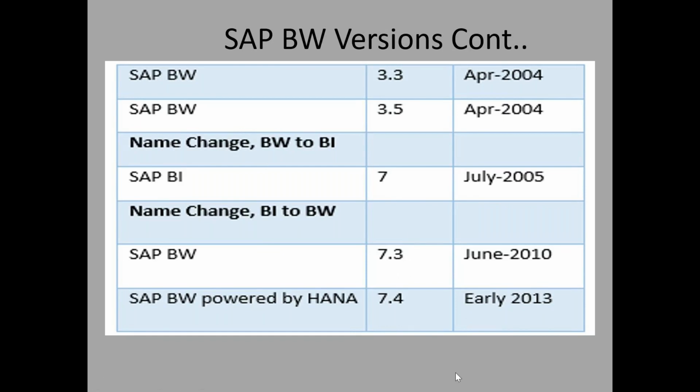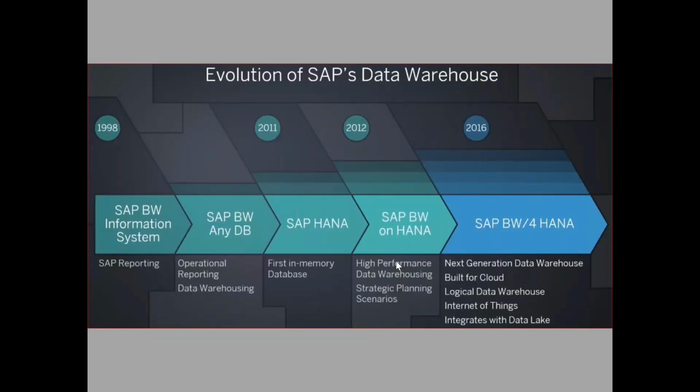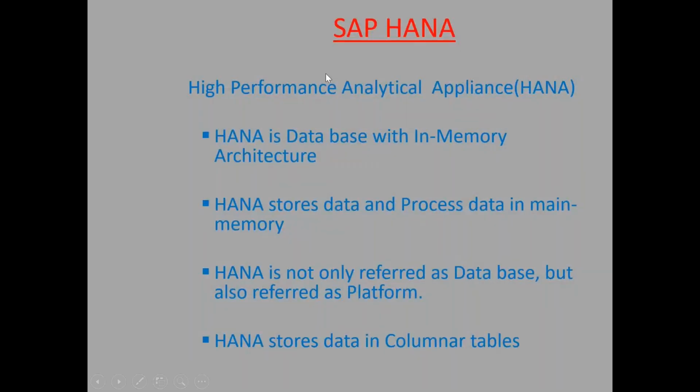But around the year 2012, when they started using 7.3, they released their own database, which is HANA. They released their own database for all the SAP applications, which is HANA. HANA means high performance analytical appliance.